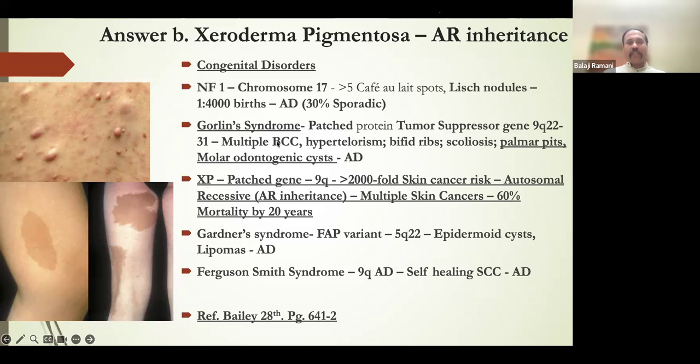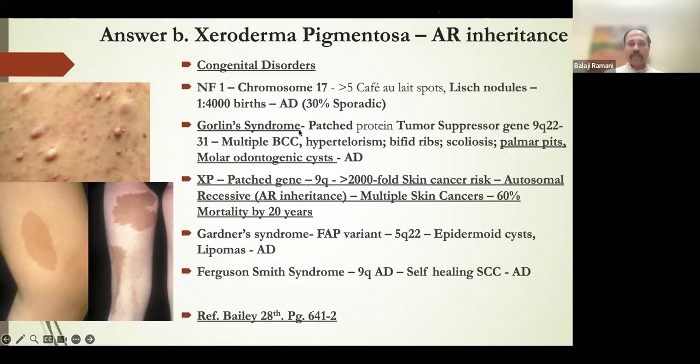Here you will have multiple BCCs, hypertelorism, bifid ribs, and palmar pits. These are very characteristic of the syndrome. They may give you a picture of palmar pits. I'm sorry, I don't have a picture here. I downloaded it somewhere, and I'll share it later in the PowerPoint or something like that. So there are palmar pits, that will be fine. That might be a syndrome that might be given to you.